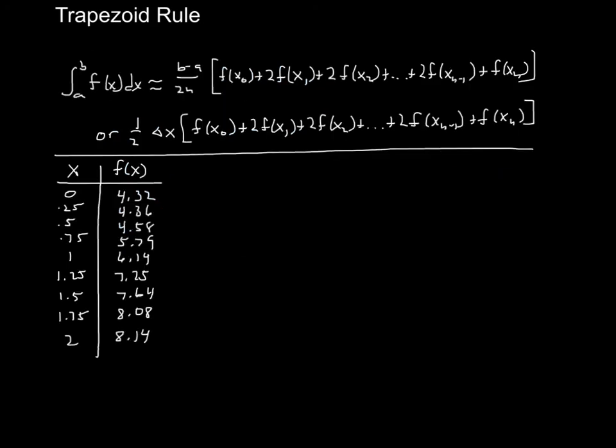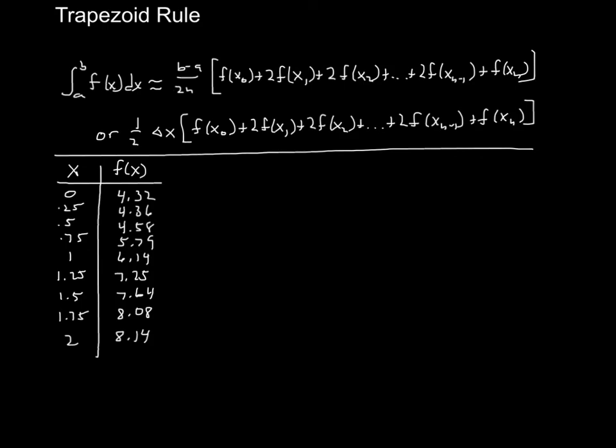Now let's take a look at this more in general. We can say that the integral, using the trapezoid rule, is really going to be this whole thing right here, and we're going to show you another way that we can deal with this as well. The integral from a to b of f of x dx is going to be approximately b minus a over 2n, which is really 1/2 times delta x, of f of x0 plus 2 times f of x1 plus 2 times f of x2 plus dot dot dot plus 2 times f of x n minus 1 plus 1 times f of xn.